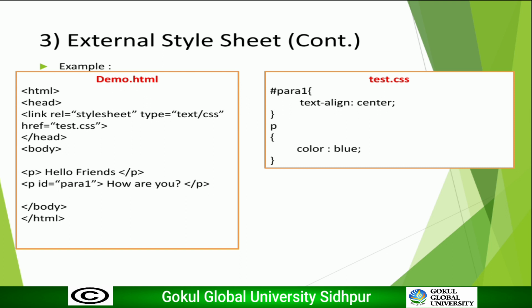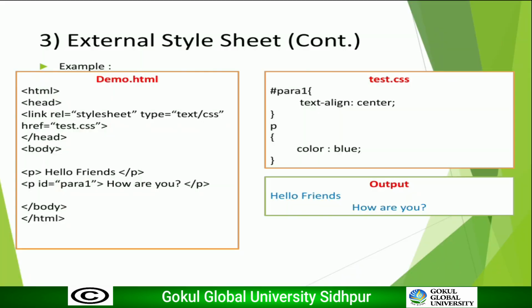Using the link tag, we provide the reference using the href attribute, which is equal to the path of our external CSS file. Here we see the output of demo.html, which applies the properties of test.css into demo.html.